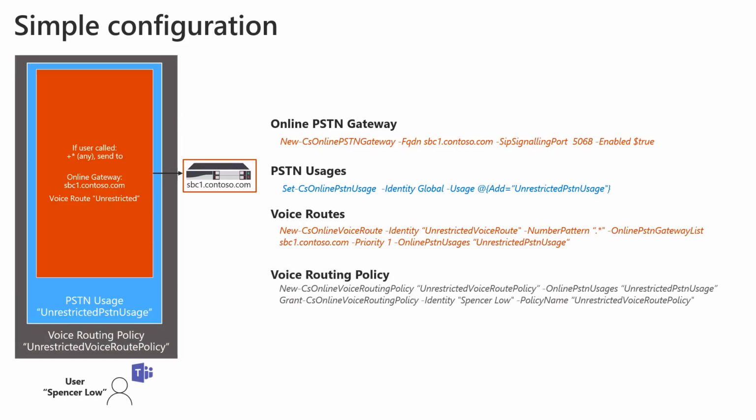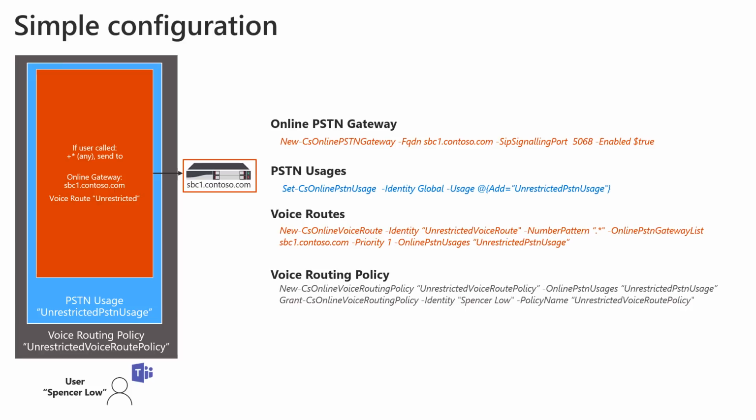Next, we need to configure the voice routing policies. And this is really where we link now the user to the PSTN usage. So first we need to create it, new CS Online voice routing policy. We call it unrestricted voice route policy, and we link it to the online PSTN usage, unrestricted PSTN usage. This means now every user who has this voice routing policy can leverage this PSTN usage of unrestricted PSTN usage and all the voice routes that are included in it.